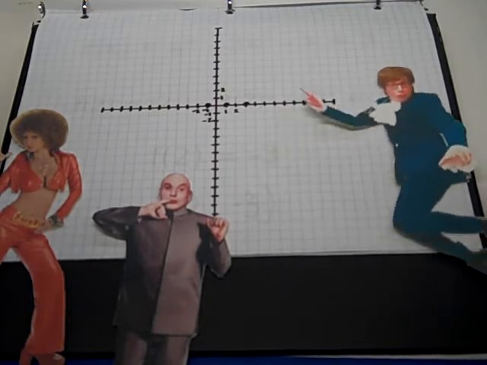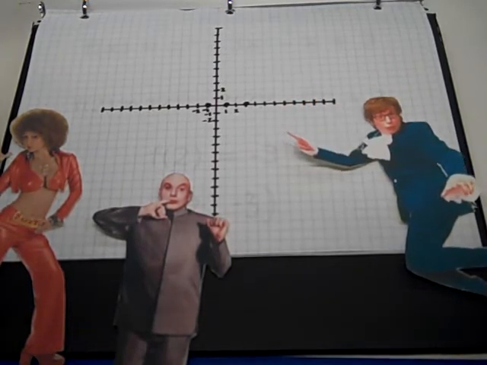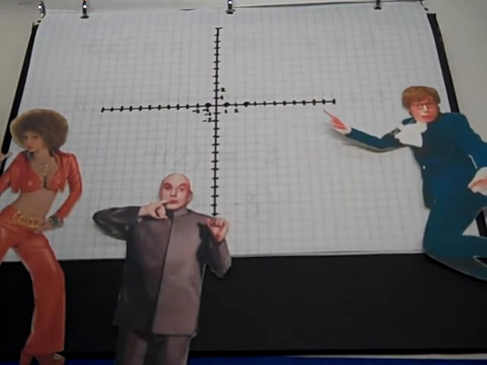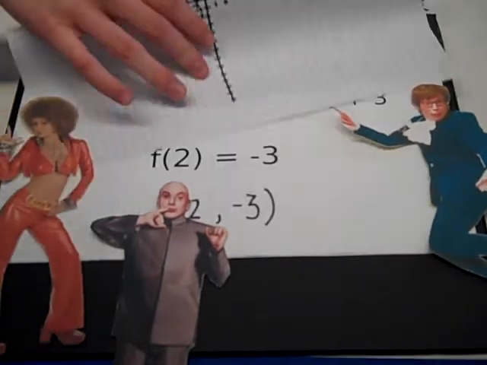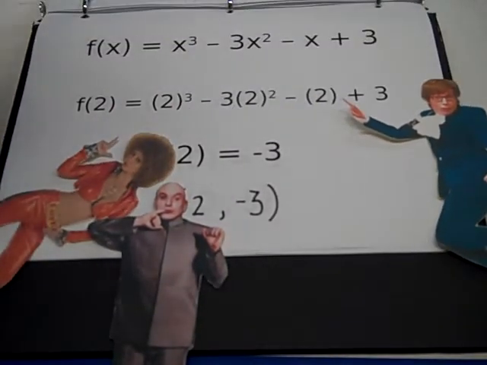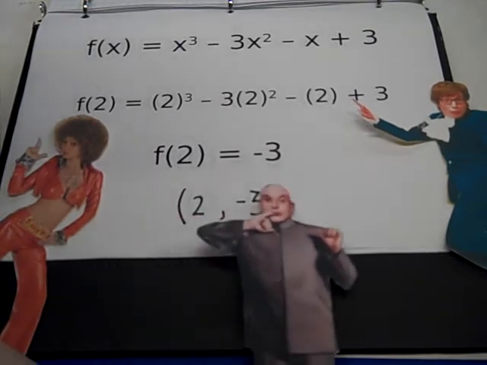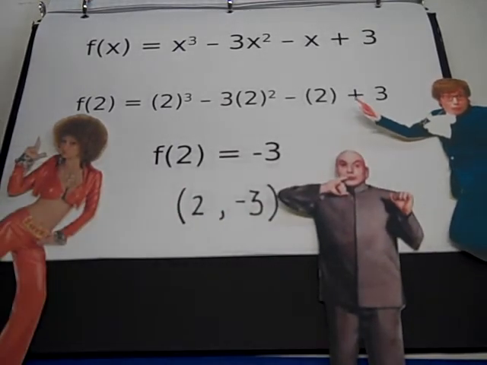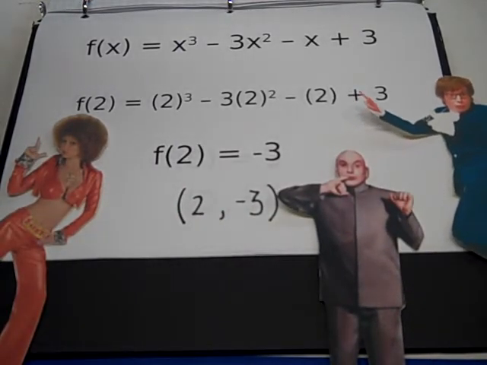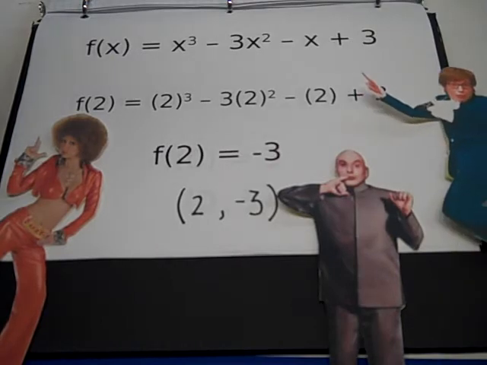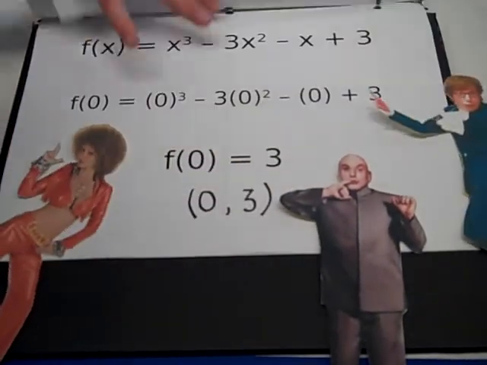Now let's find some more points to verify our graph. Plug in a few values for x, and plot those on the graph. Let's solve the equation when x equals 2 and 0. 2 cubed is 8, 2 squared is 4, and 4 times 3 is 12. 8 minus 12 is negative 4, minus 2 is negative 6, plus 3 is negative 3. So now we have the point 2 comma negative 3.